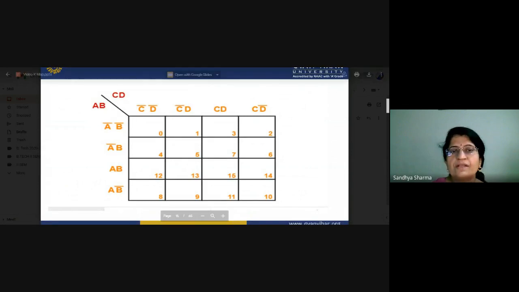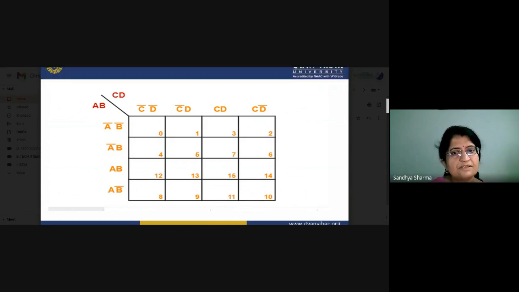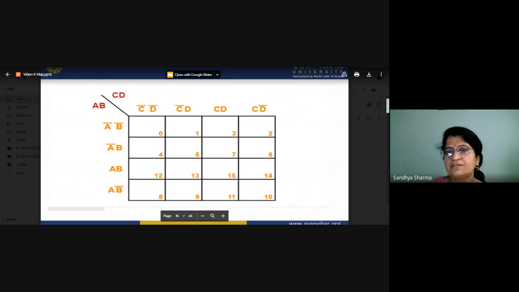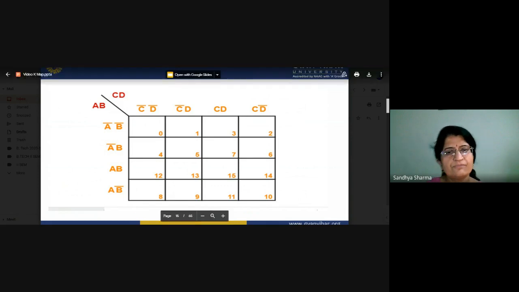So two variables in this side and two variables in this side. Since we are taking the combination of two variables, there will be four combinations: 0 0, 0 1, 1 1, and 1 0. Same as what we applied before. If there are 0 0, you can take the complement of A, complement of B. Now again you have to number these patterns.